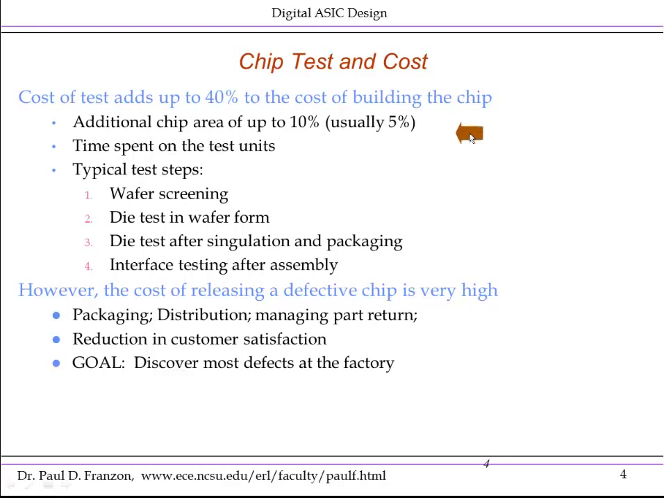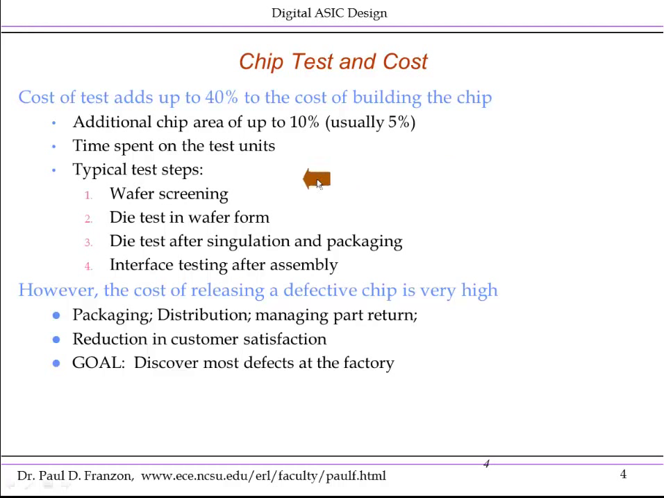In addition, there's time actually spent on the test units, and we want to minimize this. That tester I showed on the earlier slide cost millions of dollars. Thus, if you spend even minutes on it for each part, you're accruing cost due to the amortized cost of the machine.